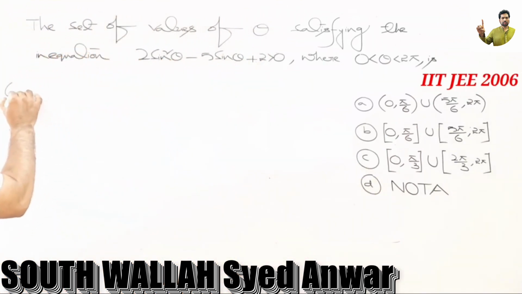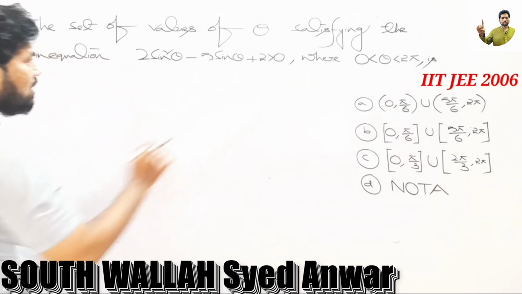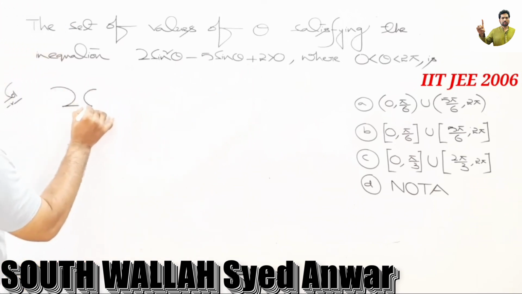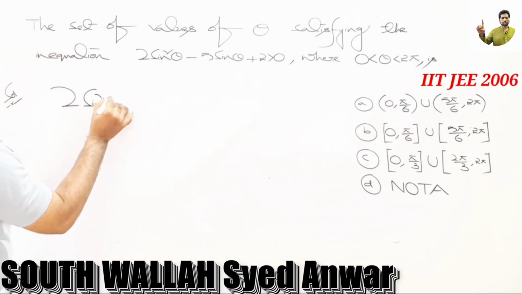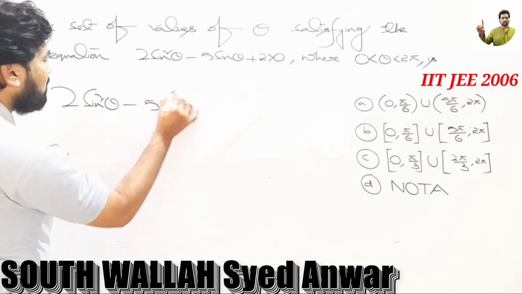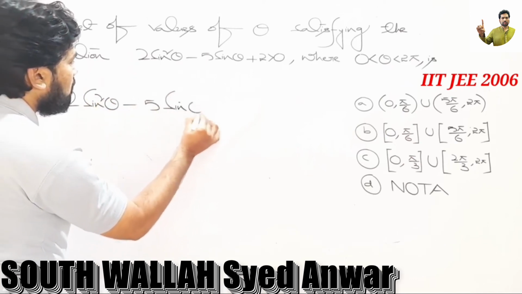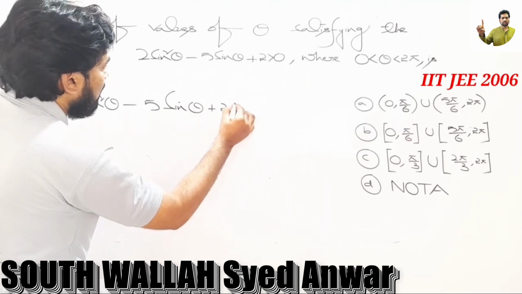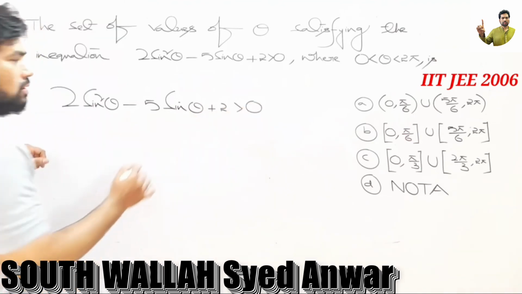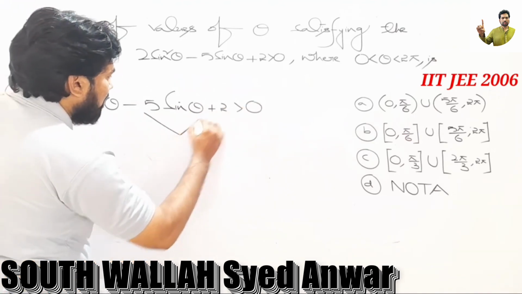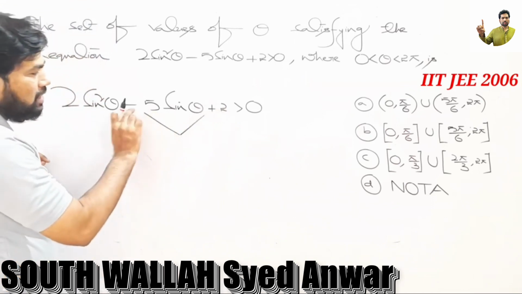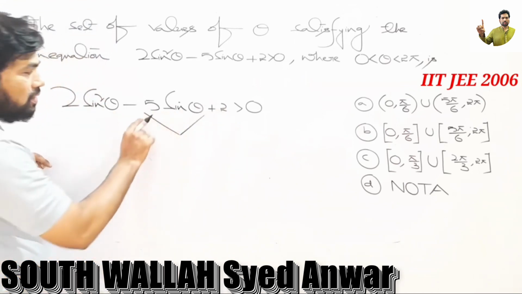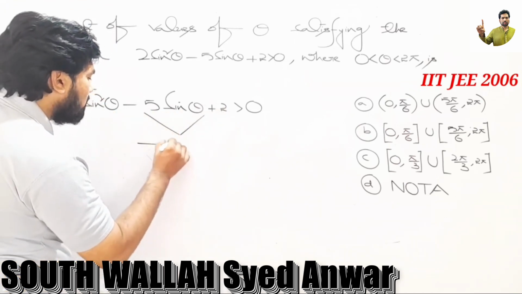We will see the solution for this question. So first consider the given inequation here: 2 sin square theta minus 5 sin theta plus 2 greater than 0. Here the middle term, minus 5 sin theta, can be broken into 2 parts.